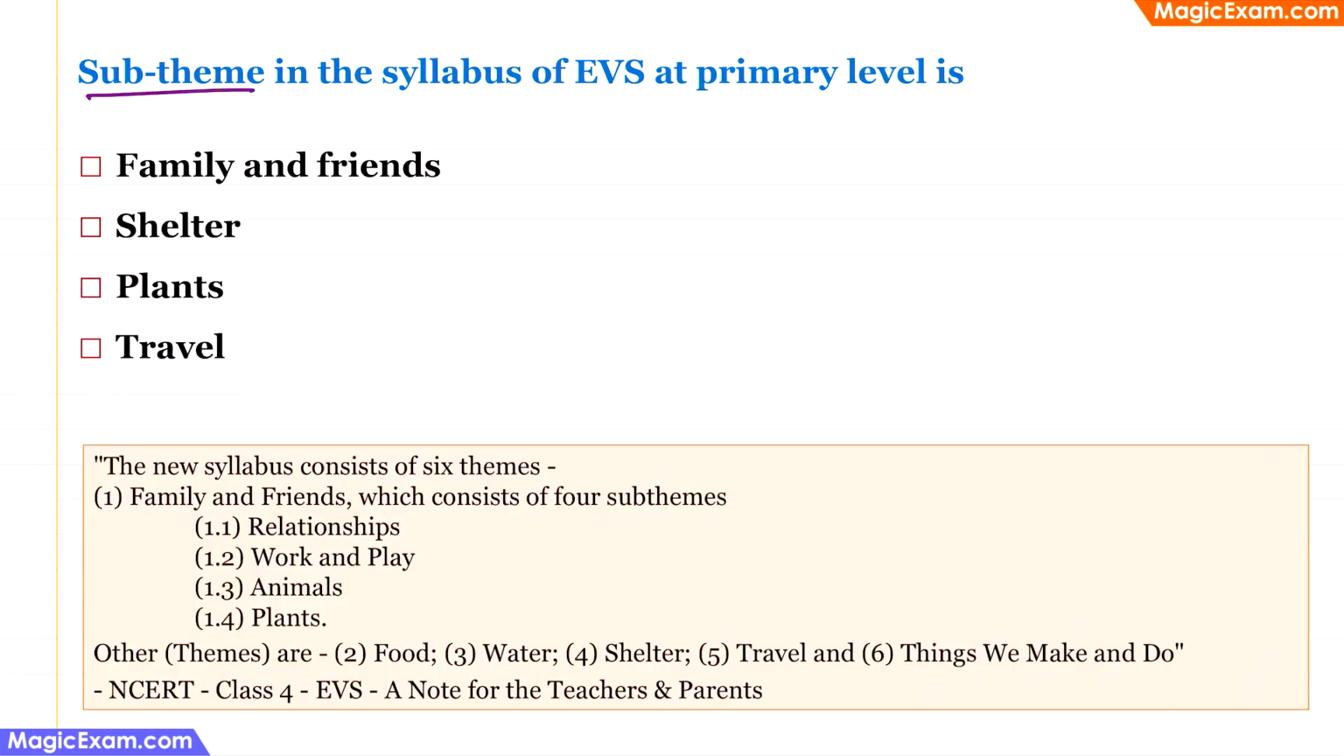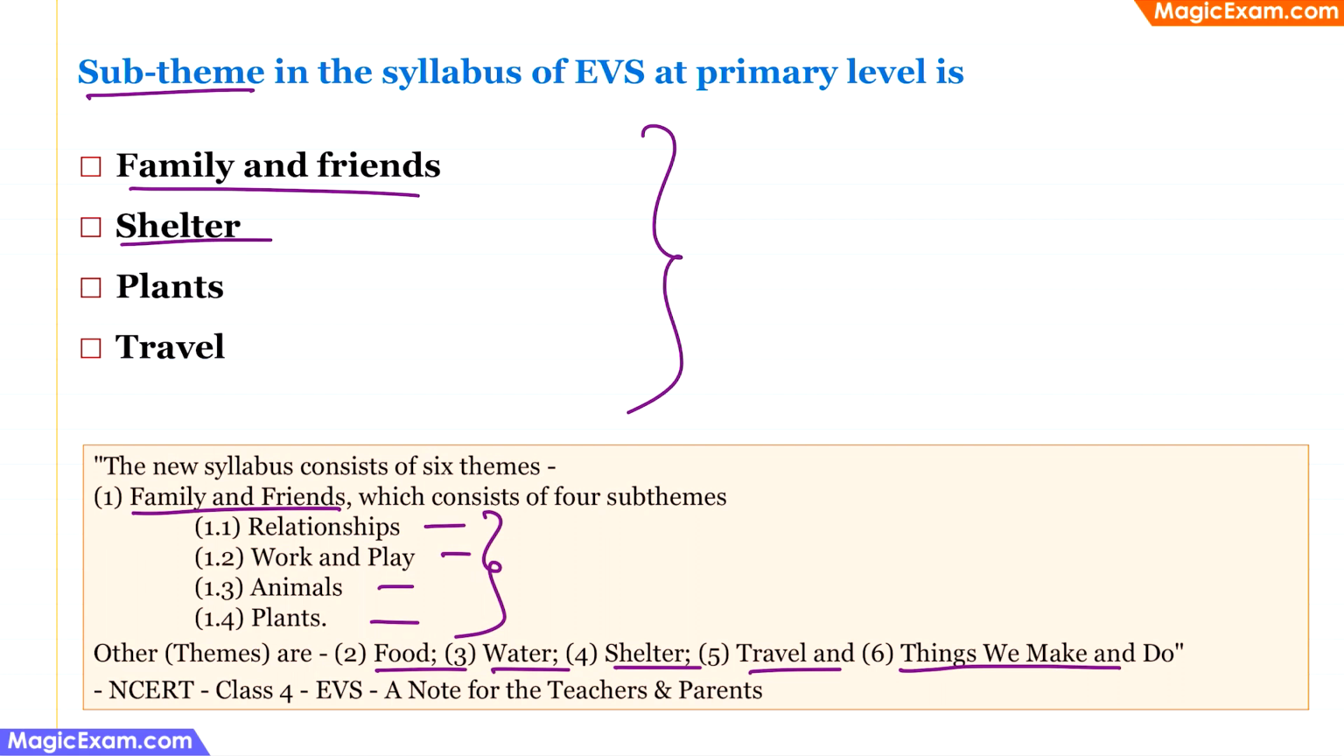Sub-theme in the syllabus of EVS at a primary level is which of the following? As you are aware, EVS has 6 themes, that is family and friends, food, water, shelter, travel and things we make and do. And under the first theme, that is family and friends, there are 4 sub-themes, which are relationships, work and play, animals and plants. Now, if we look at the options, family and friends, shelter and travel are all themes, whereas plants is actually a sub-theme under family and friends.